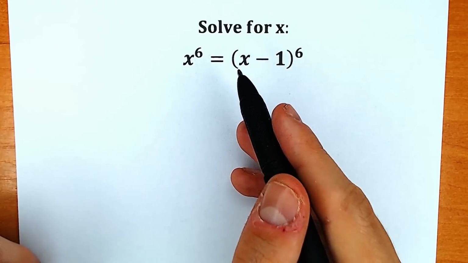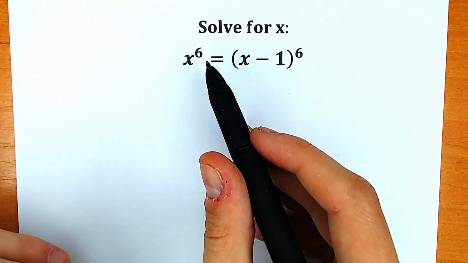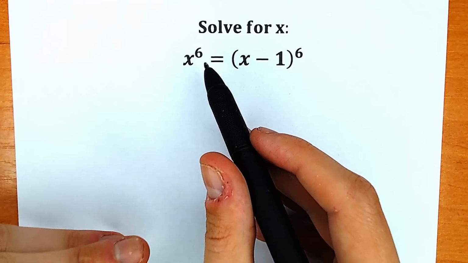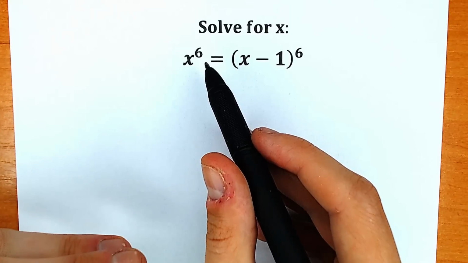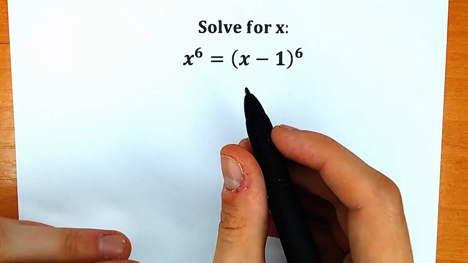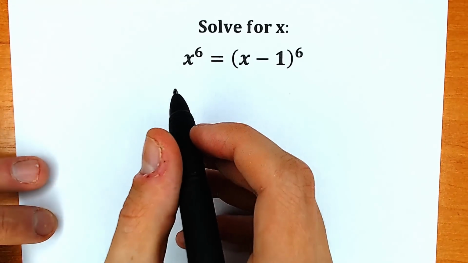And here's my answer. This is not the best way to solve this question because we have a 6th power. According to the fundamental theorem of algebra, we will have at least 6 roots. We don't know how many real roots, how many complex roots, but at least we have 6 roots. So canceling this 6th power is not the best way. Right now I'm going to show you how to solve this question correctly and step by step. Let's do this right now.